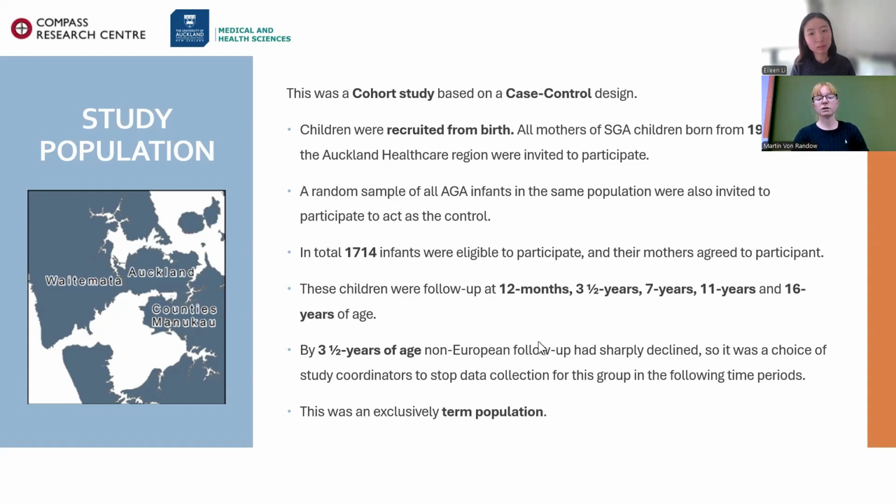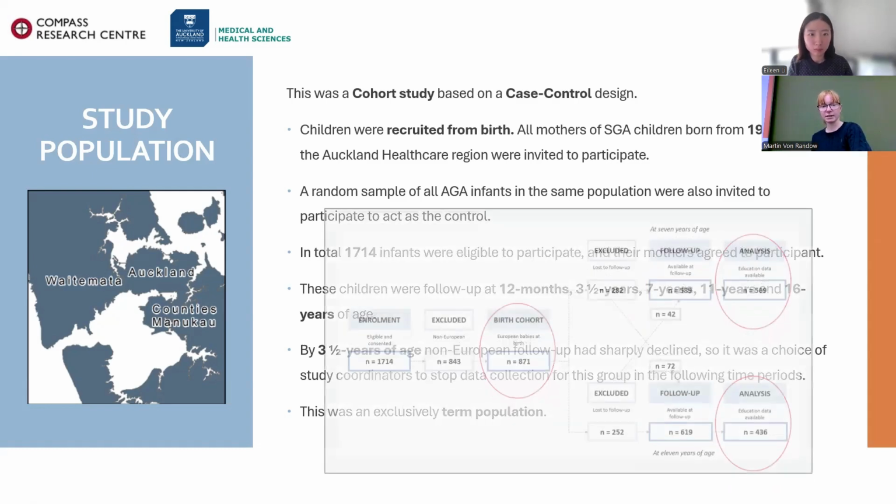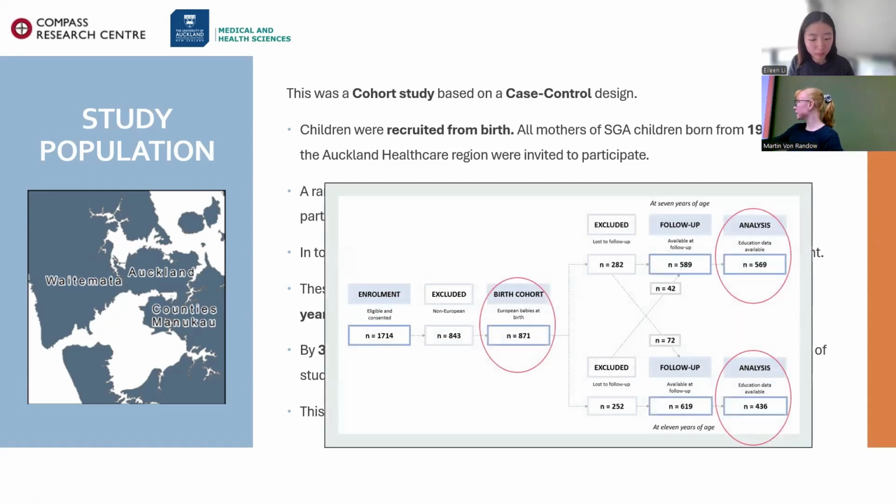And this was what we call an exclusively term population, which meant that we weren't including babies born prior to 37 weeks completed gestation. And so, yes, once we excluded all of the non-Europeans, we ended up with a baseline cohort of 871. As we are all very aware, we lose quite a few with time. And so by 7 years, we had about 569 that had education data. And at 11 years, we had 436.